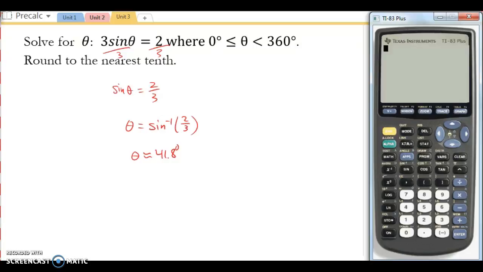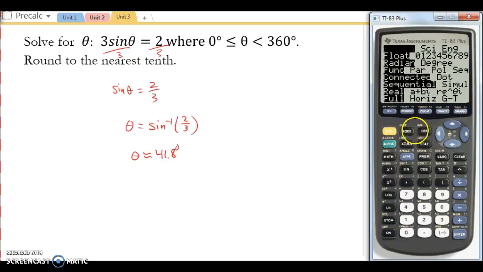Hopefully you got at least this far. You divided by 3. You got sine of theta equals 2/3. You're trying to get theta alone, so that's when we break out the inverse sine. If we take the inverse sine of both sides, theta is left alone here. And then this we need our calculator for.